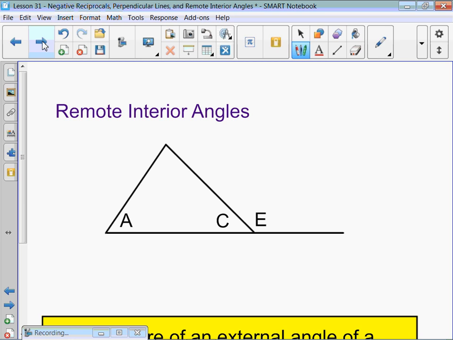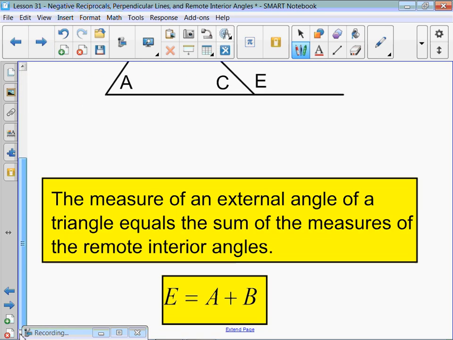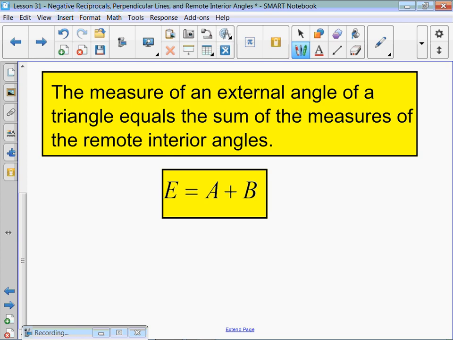All right, remote exterior angles. We're going to call this for short REA. So you want to write what it means. Remote, exterior, I think I said interior, angle, REA. So go ahead and write this definition down. The measure of an external angle of a triangle equals the sum of the measures of the remote interior angles.